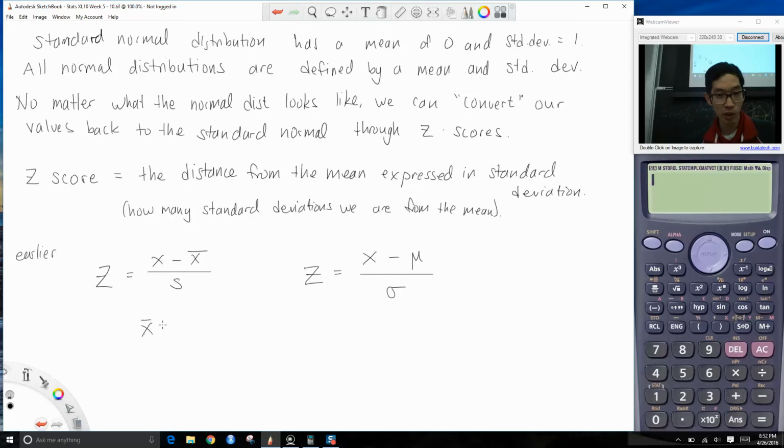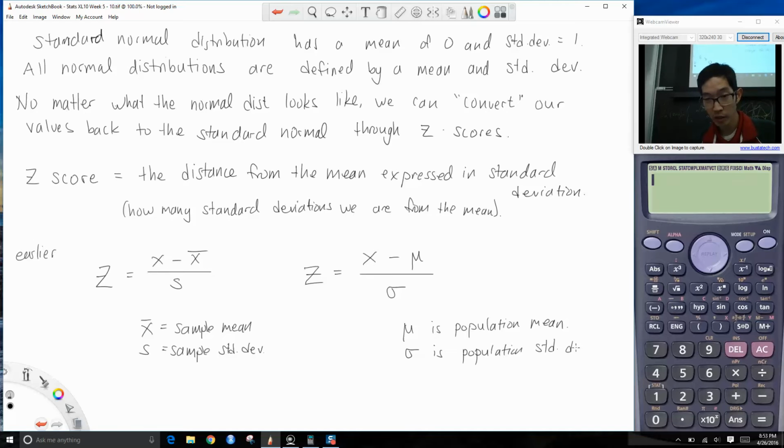So x bar is the sample mean, and s is the sample standard deviation. And then over here, mu is the population mean, and sigma is the population standard deviation. Okay. In both cases, you are taking x, subtracting the mean, and dividing that distance by the standard deviation.